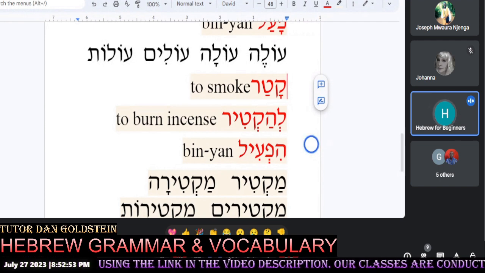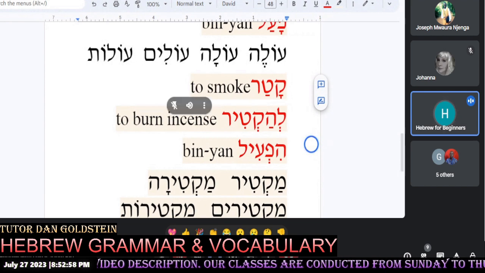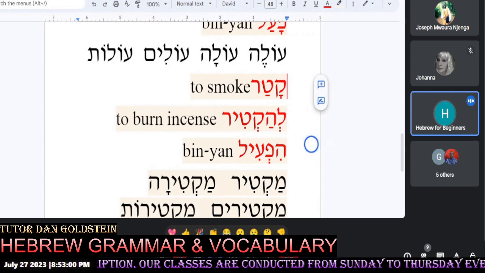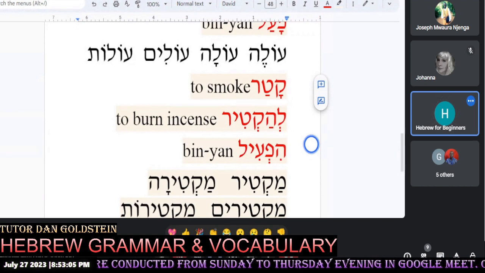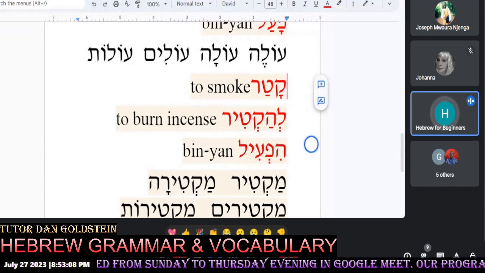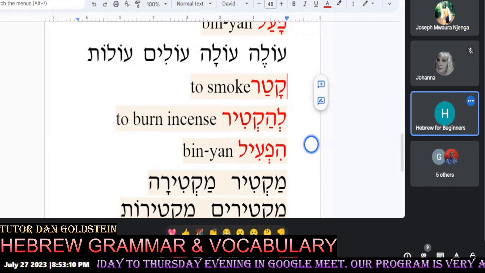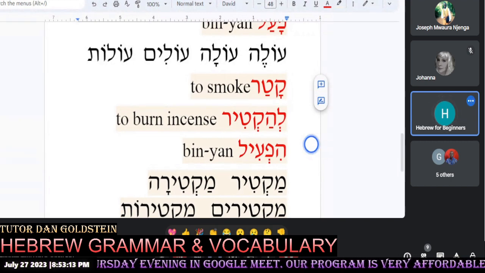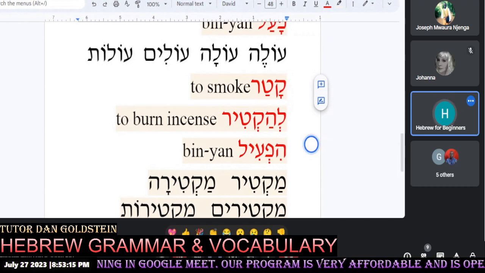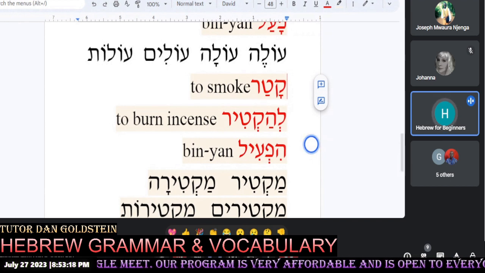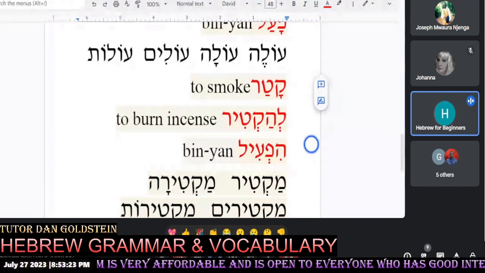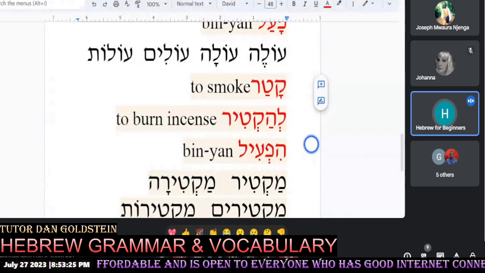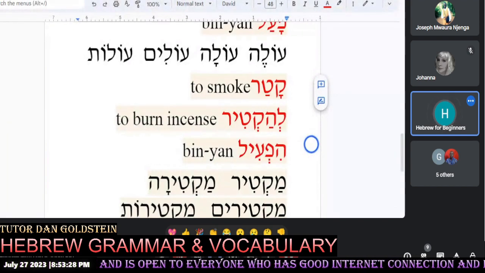This is an instance where the verb class that's used is the causative, to cause something to go up in smoke. So in the Bible, we talk about causing the sacrifice to go up in smoke. Some of the sacrifices had to be completely burned on the altar. And in those passages, it refers to l'haktir et ha-carbon, to cause the carbon to ascend completely in smoke.